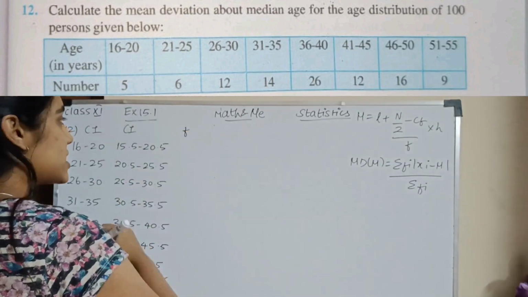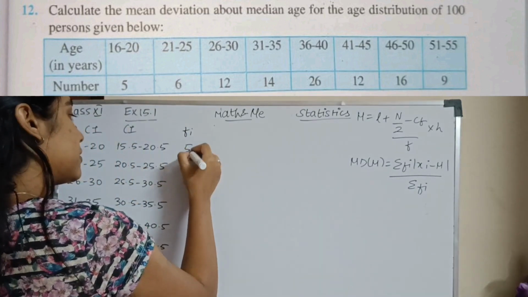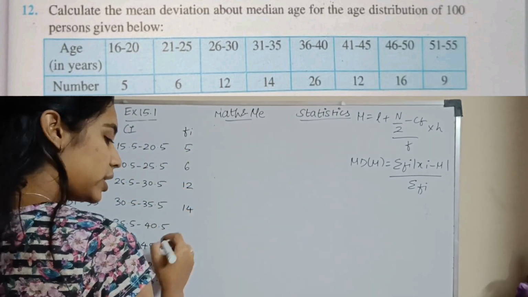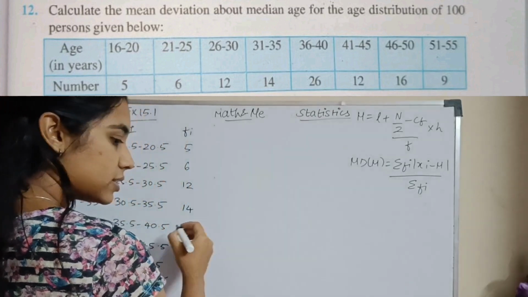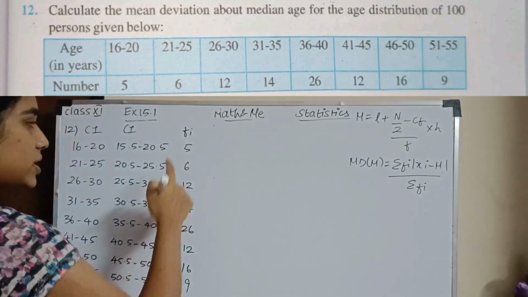So what are my frequencies? I'll just copy the values. Fi is here: 5, 6, 12, 14, 26, 12, 16 and 9. So these are my Fi's.